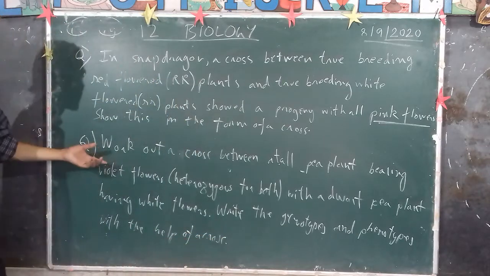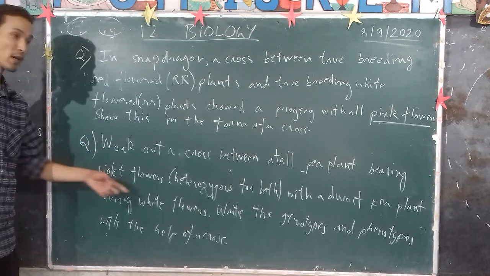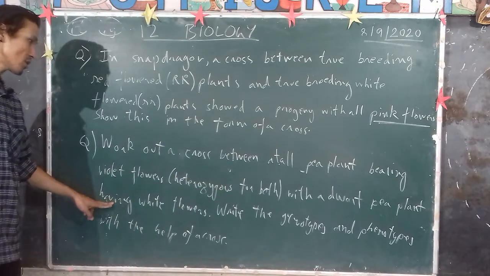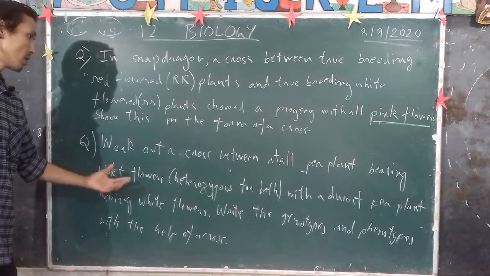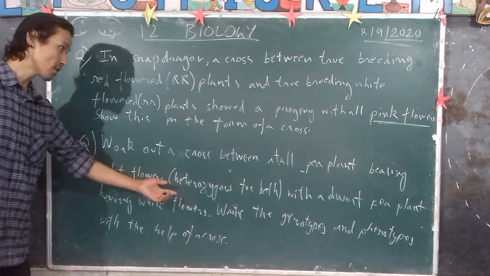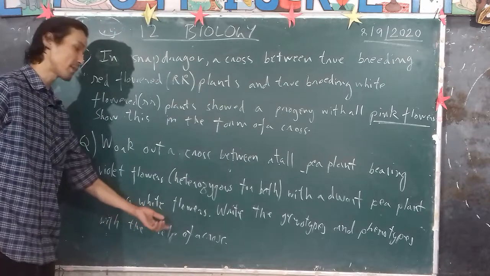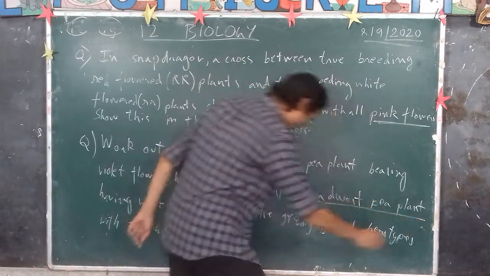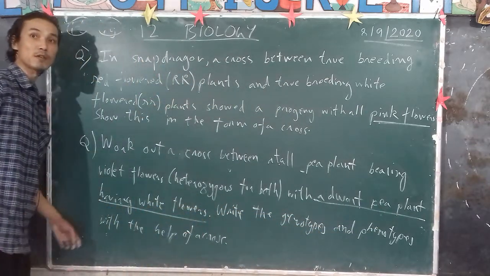So the next problem is, work out a cross between a tall pea plant having violet flowers, heterozygous for both, with a dwarf pea plant having white flowers, showing the genotypes and phenotypes with the help of a cross. This particular plant is heterozygous. Another one is the dwarf pea plant with white flowers. So this is obviously homozygous. That means this particular plant, the dwarf pea plant having white flowers, is homozygous recessive.